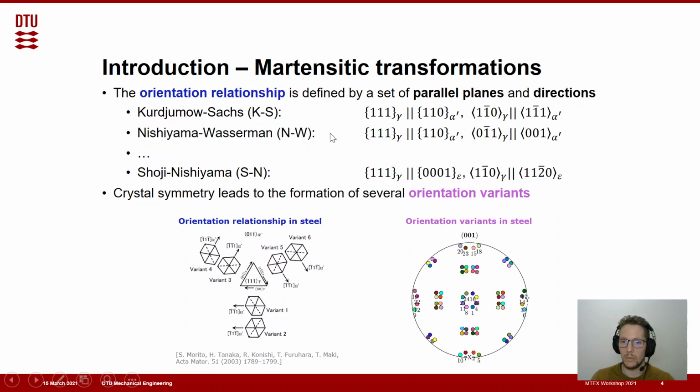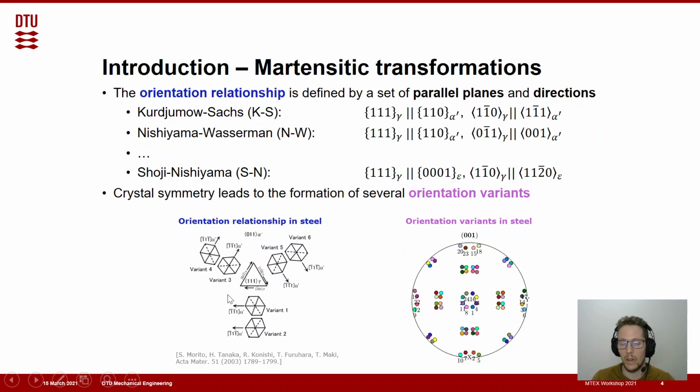With all these transformations, we actually have something called orientation variants, because the crystal symmetry leads to the formation of several of these orientation variants. Let me just show how this works. When we have one certain 1-1-1 plane in austenite, we have 6 different variants of martensite that we can form from this, because we have different 1-1-1 directions in martensite that can be parallel to different 1-1-0 directions of austenite for this plane.